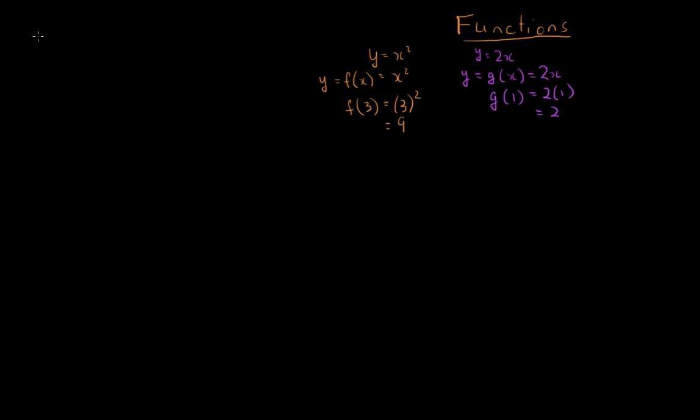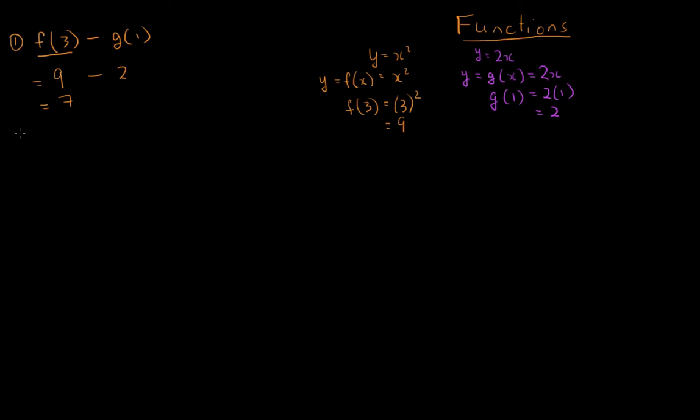So let's say I have a question that says something like f of 3 minus g of 1. So this is example 1, f of 3 minus g of 1. Well, what do we know about f of 3? f of 3 is equal to 9, so it is 9, minus g of 1 is equal to 2, so 2. So the answer must be 7.